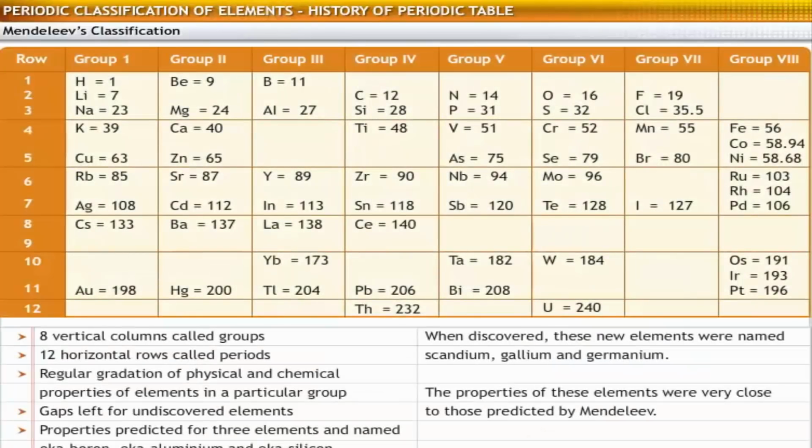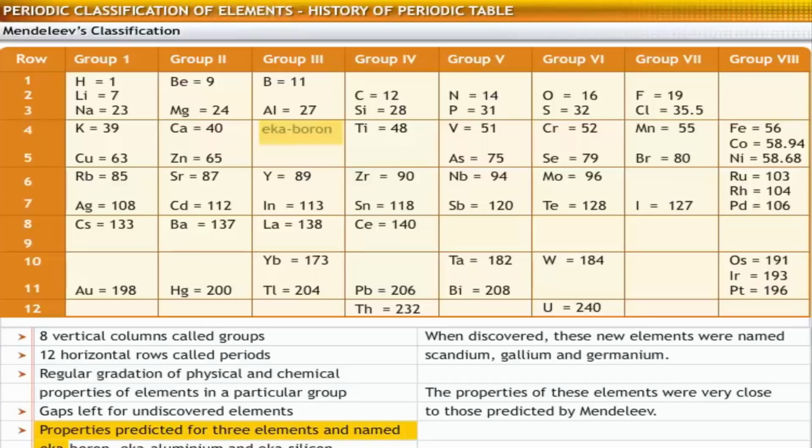Let's look at the features of Mendeleev's periodic table. The table had 8 vertical columns called groups and 12 horizontal rows called periods. In every group, a gradation of physical and chemical properties of elements was observed. The table provided gaps for undiscovered elements. The table helped predict the properties of 3 elements.